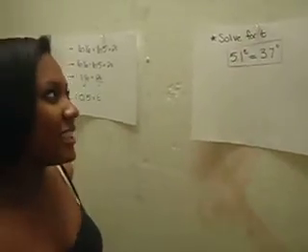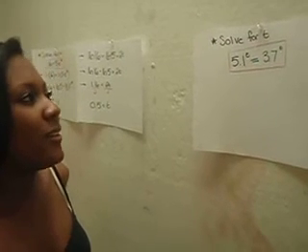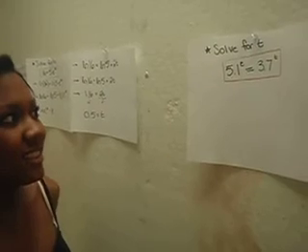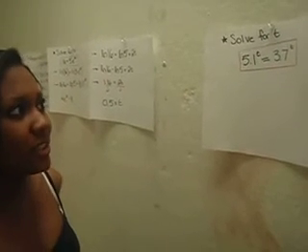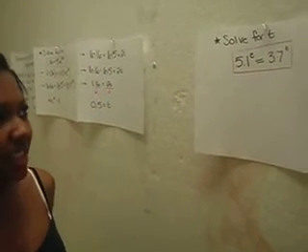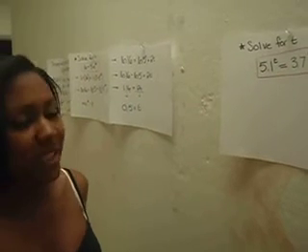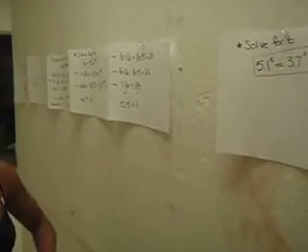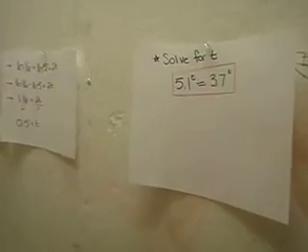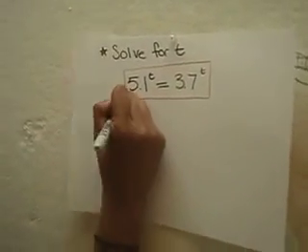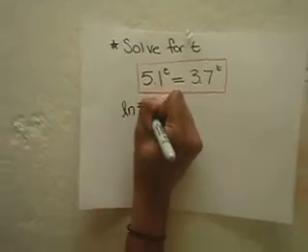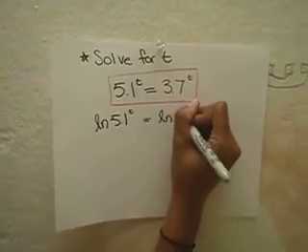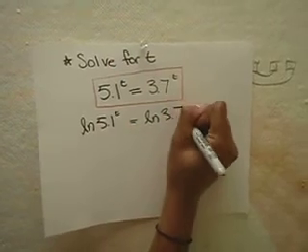The next equation, solve for t, 5.1 to the t equals 3.7 to the t. This one is pretty similar to the previous equation. All you have to do is, again, put the logarithms for each number. So ln 5.1 to the t equals logarithm 3.7 to the t.